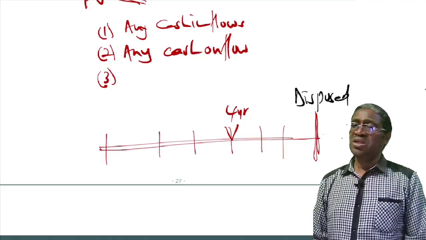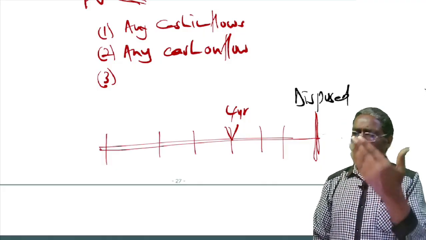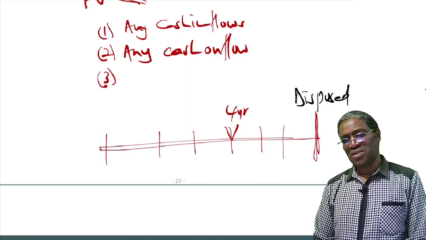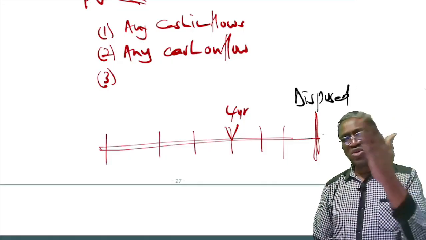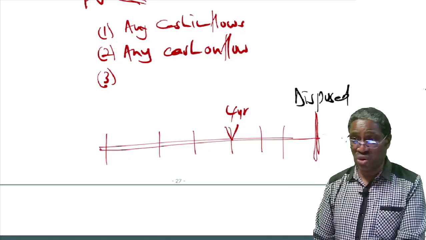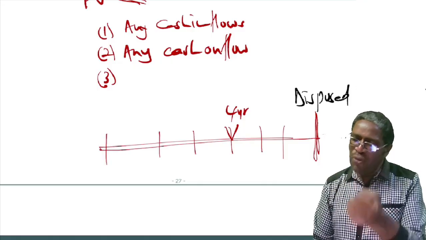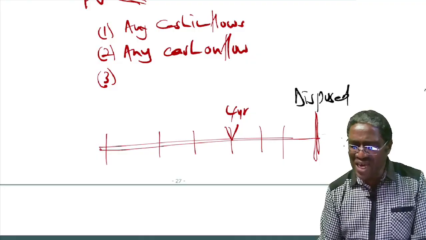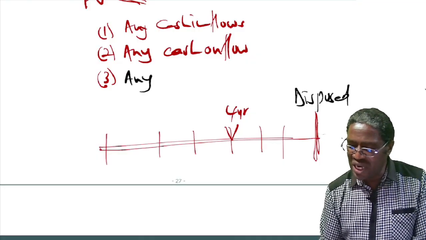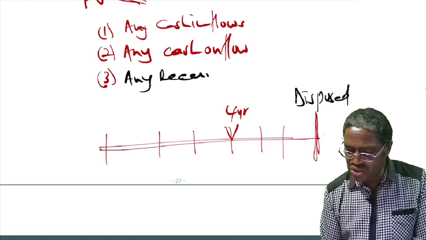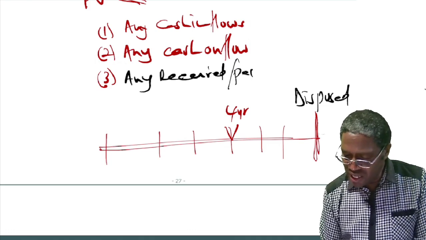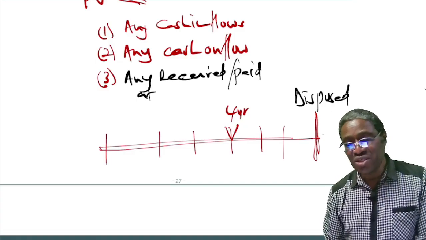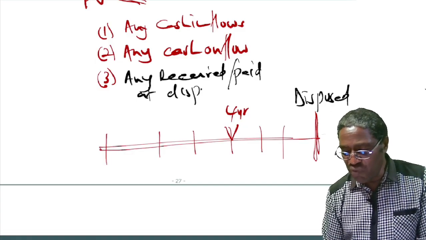Let us assume it's a machine. For you to dispose it, it must be dismantled. That means it must be dismantled. For you to dismantle the machine, it will cost you whatever it will cost you. So another component of the cash flow that should be discounted is any cash received or paid at the end of the useful life due to the disposal of the asset.